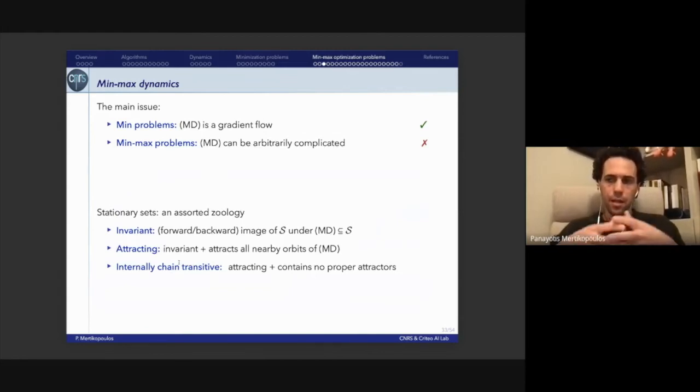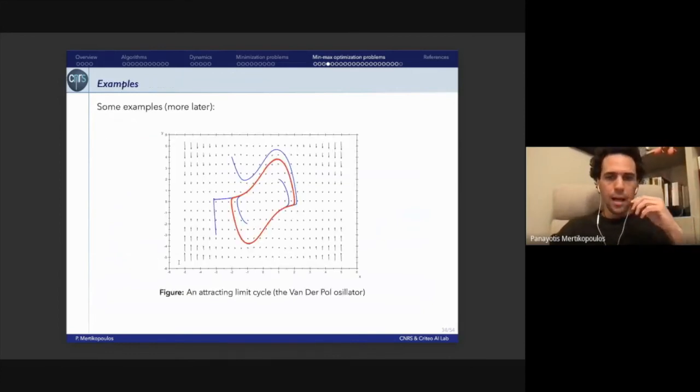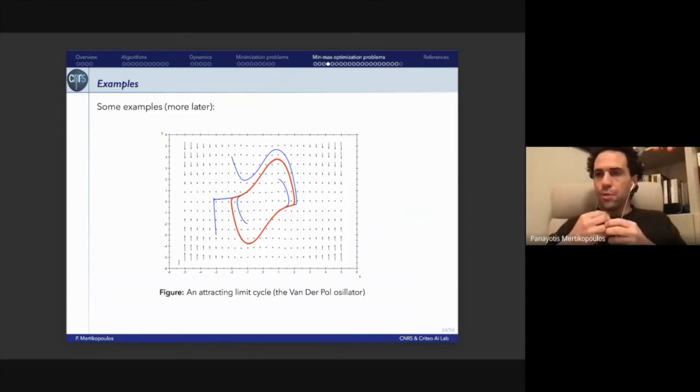All right, let me give you an example here. Well, this is an example of an attracting limit cycle. This is a very well-known dynamical system in physics, which can interestingly also be phrased as a min-max game. And you see here that all trajectories are attracted to this red limit cycle.